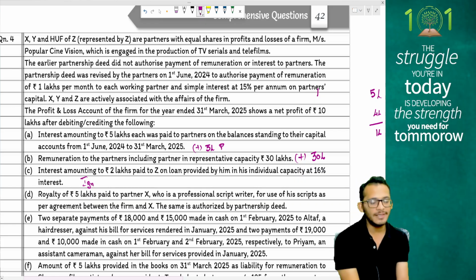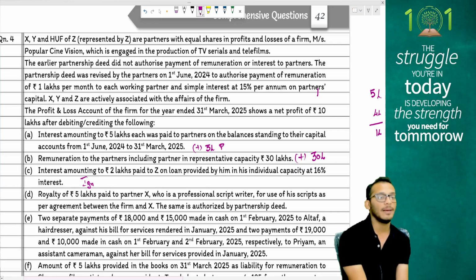Next, royalty of 5 lakh rupees is paid to partner X, who is a professional script writer, for the use of his scripts as per a separate agreement between the firm and X. The same is authorized by the partnership deed. People, I am paying royalty to X.